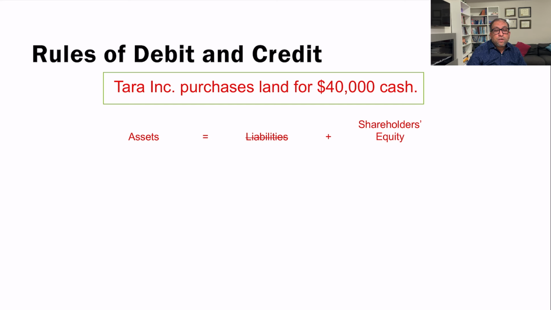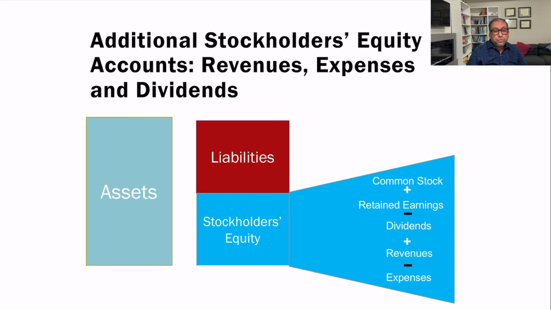Tara purchased land for 40,000. So what is going to happen? Land is increasing, so we debit land, but at the same time the cash, which is an asset, is decreasing. So we debit land and credit cash.